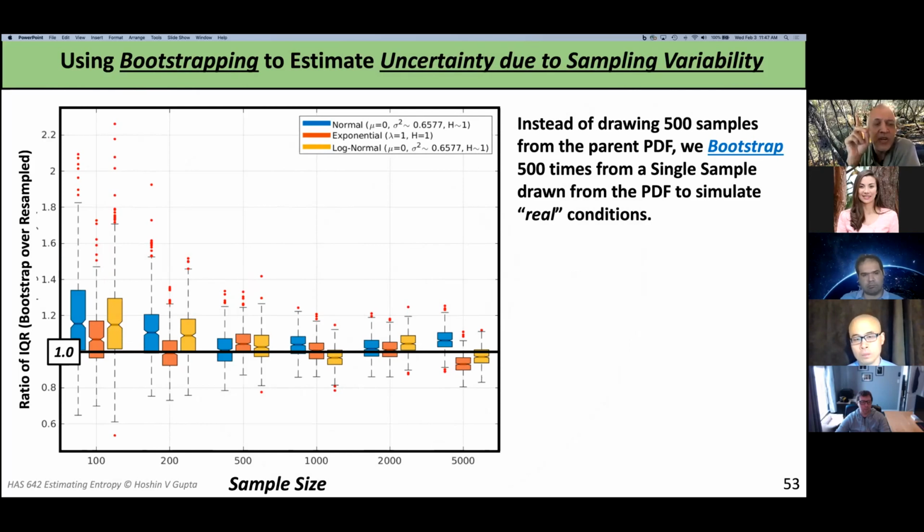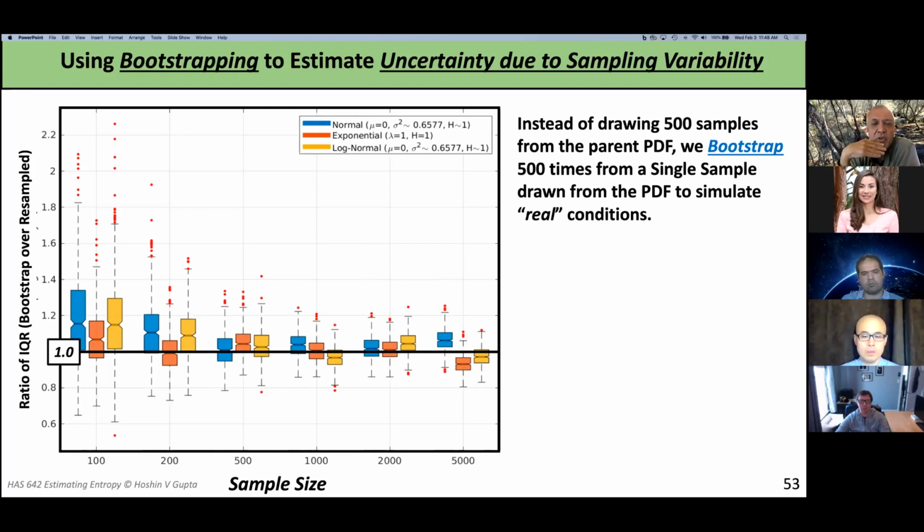Now, that was when I drew 500 samples from the parent distribution. What happens if I draw one sample and use bootstrapping to estimate the uncertainty? Okay, and repeat that many times. If I do that, I can plot the ratio of the interquartile range that I get using bootstrapping to the interquartile range I would get if I actually had access to the parent population. Okay, so I'm plotting that ratio.